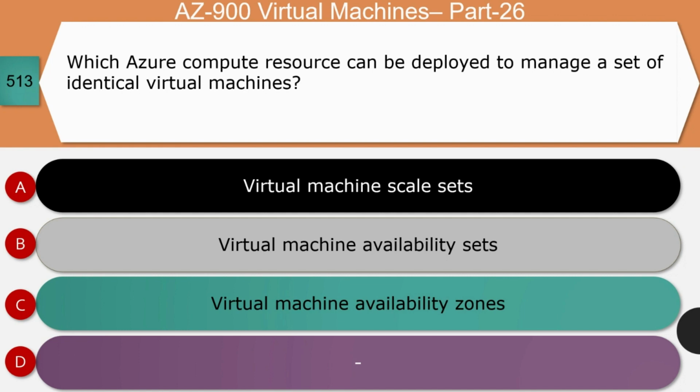Next question, which Azure compute resource can be deployed to manage a set of identical virtual machines? Is it virtual machine scale set, virtual machine availability set, or virtual machine availability zones? The right answer for this question is virtual machine scale set, that is used to deploy identical VMs based upon the demand to achieve scalability and high availability. So the right answer for this question is option A, that is virtual machine scale set.